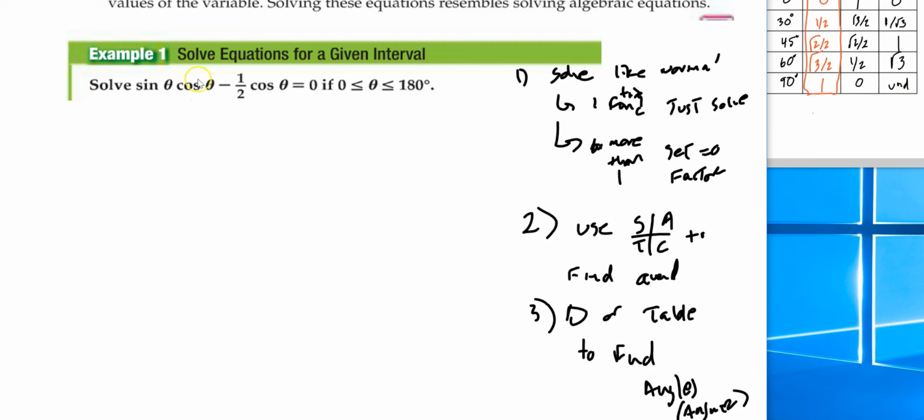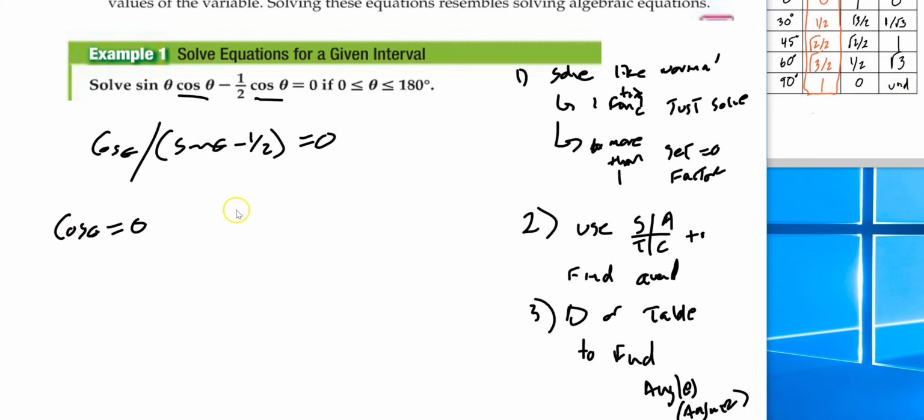So let's start here. Look at this one. There's more than one trig function, so I've got to set equal to zero. That's already done. Now I've got to factor. Look at what they have in common: they have a cosine in common. So I can factor it out: cosine theta times (sine theta minus 1/2) equals 0. Then we can solve this like normal. We split and solve, so cosine theta equals 0, and sine theta minus 1/2 equals 0.